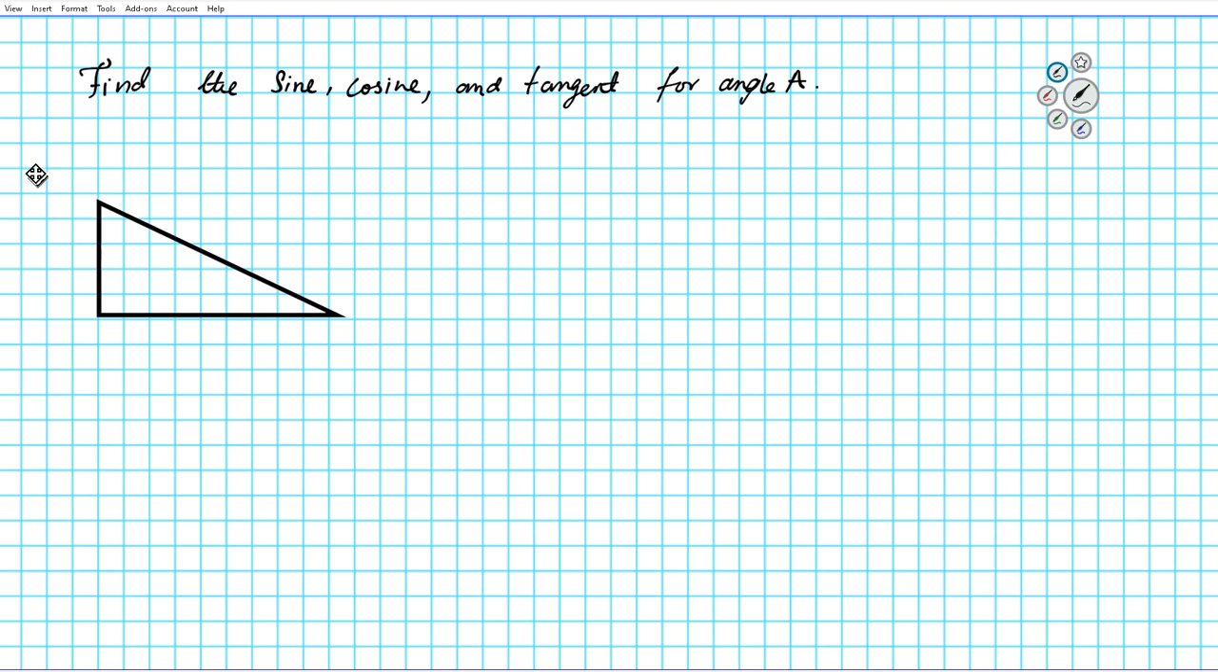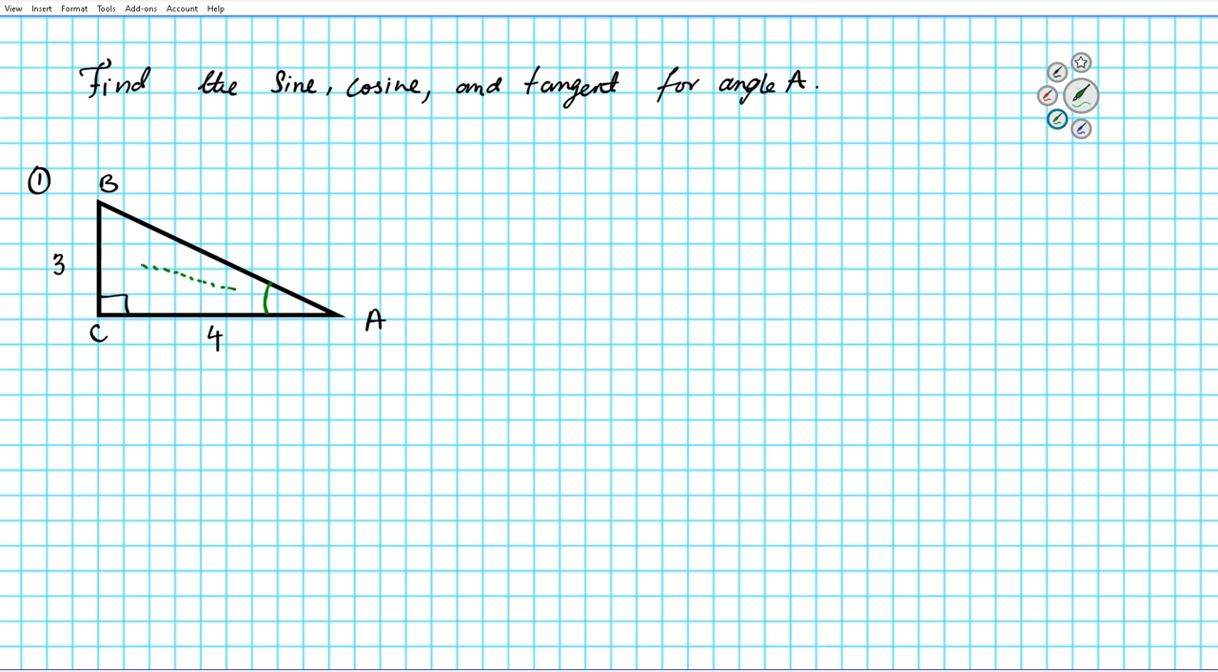Okay, so for question number 1, let's say we have triangle ABC in this configuration, and then this side here is 4 and this side is 3. All right, so we have to find the sine, cosine, and tangent of angle A. So this is a reference angle that we're going to be looking at. In order for us to find the sine, cosine, and tangent, we need all three sides, okay? So this is a reference angle.